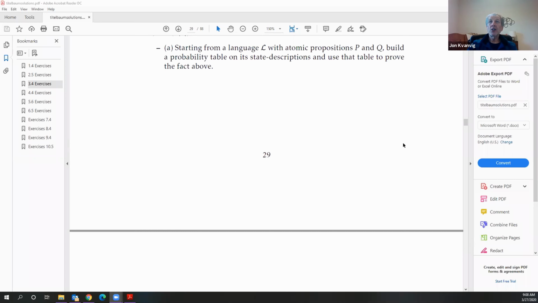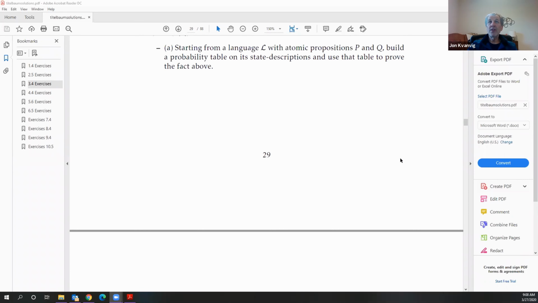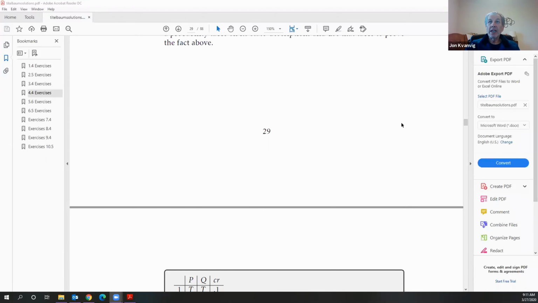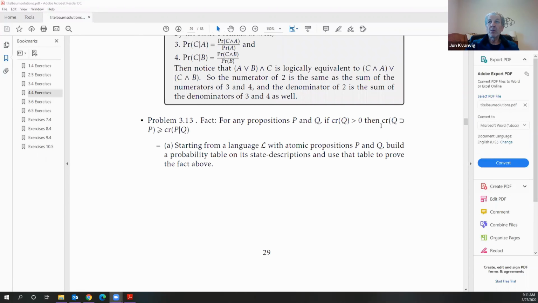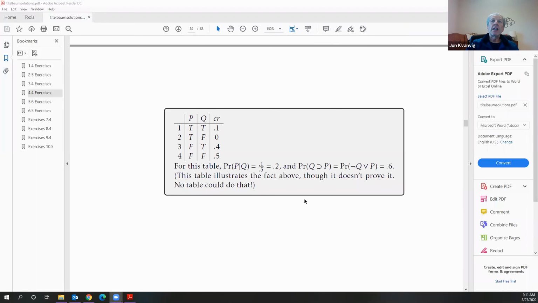Okay, so we start from a language with atomic propositions P and Q, and we're going to build a probability table on its state descriptions and use that to prove the fact above. So what we're supposed to be showing is that as long as Q has a non-zero probability, credence for the conditional would be greater than or equal to the conditional credence. Okay, so here's a table. Now this table can't prove the general fact. No table could do that. It can illustrate the general fact, but it can't prove it. You'd have to prove it.